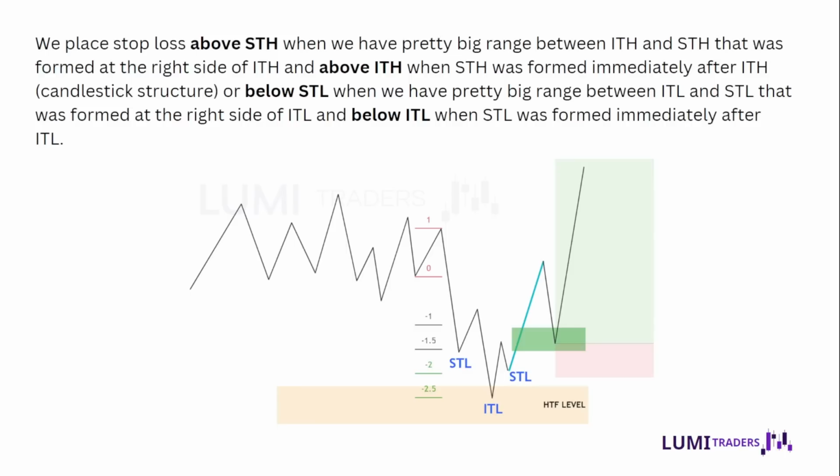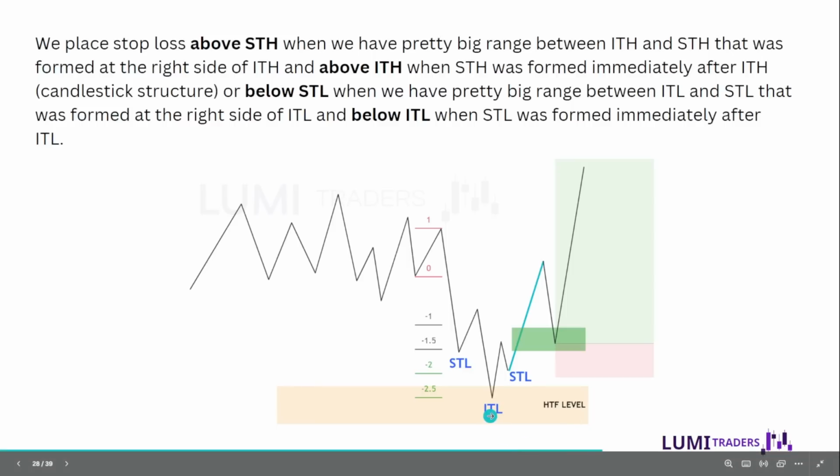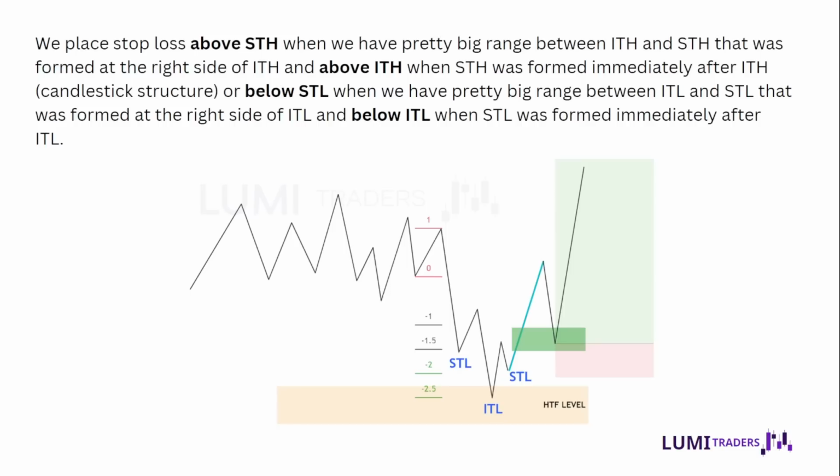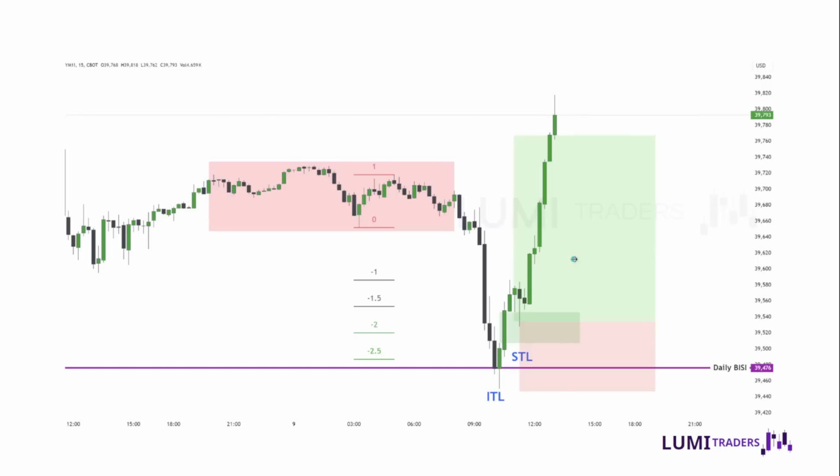Same idea with a long trade. We want to place the stop loss below the short term low when we have a pretty big range between the intermediate term low and the short term low. This means we have distance between the intermediate term low and the short term low. And I want to place my stop below the intermediate term low when the short term low was formed immediately after the intermediate term low. Like this, we have distance. I want to enter this fair value gap, my stop below the short term low, and here we go, real distribution.